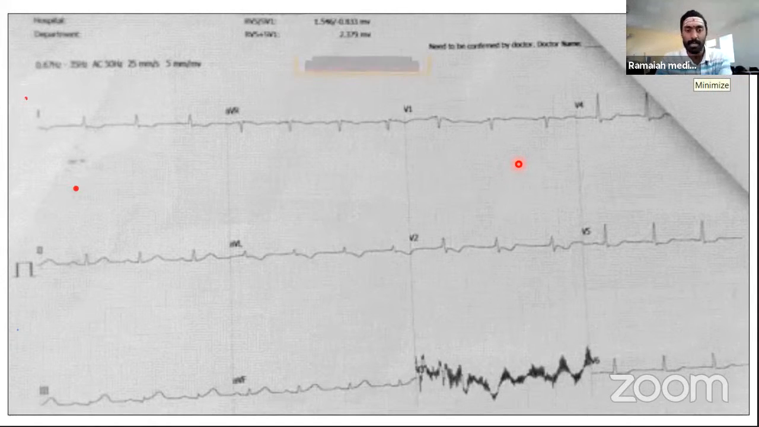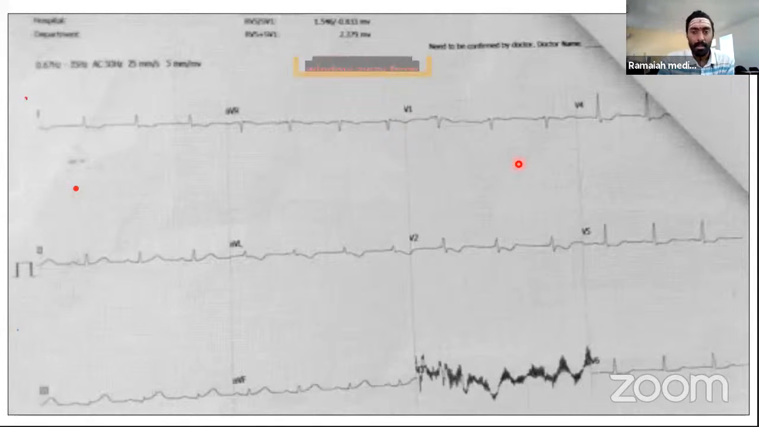At the end, we'll come to the entire summary of everything. Okay. So this is called low voltage complexes. Whenever you're having low voltage complexes, we should think of hypothyroidism or COPD. There are other differential diagnoses. We'll come to all of that. Okay. So low voltage complexes here.